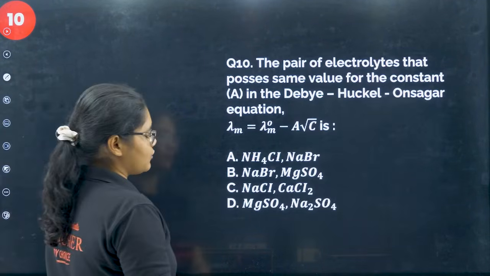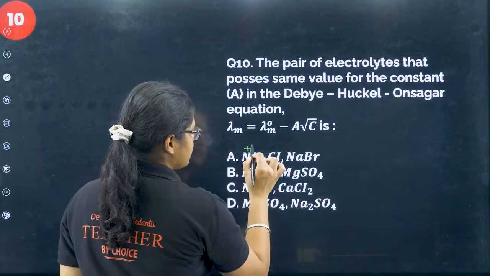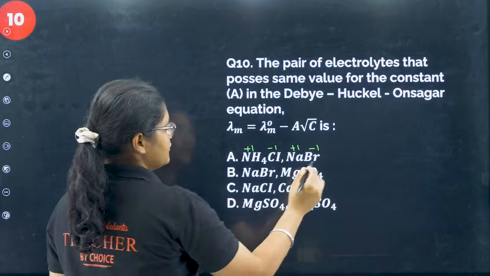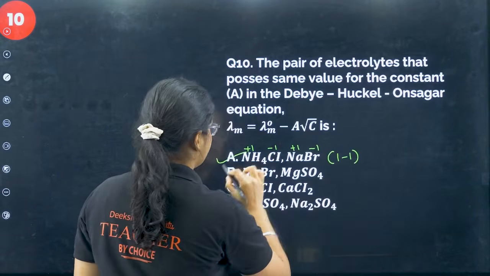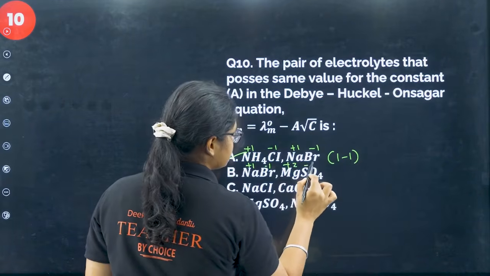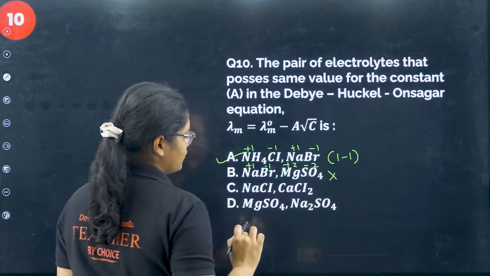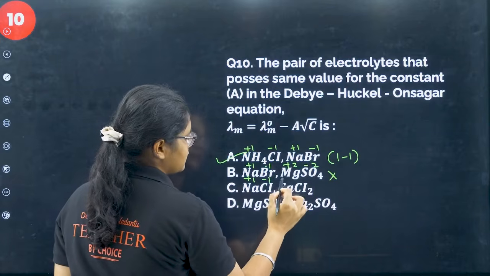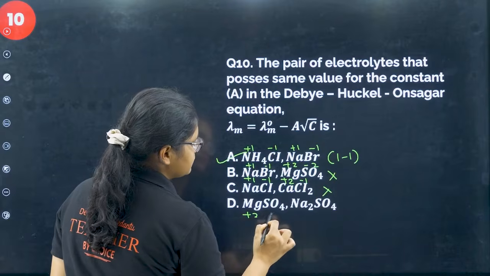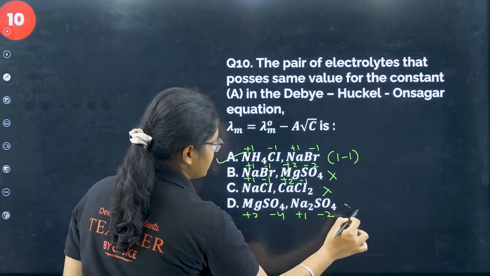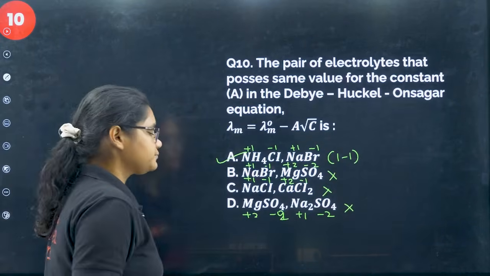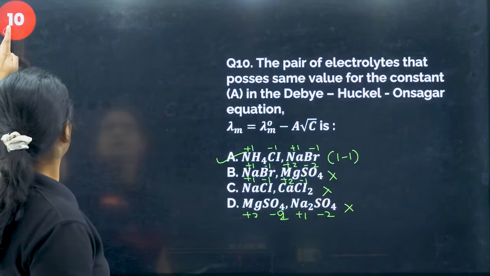So I have already discussed how to find this one. You can see NH4 is plus 1, Cl is minus 1, Na is plus 1, Br is minus 1. So these both are of 1 type, so they will have the same value. Here if you see, this is plus 1, this is minus 1, this is plus 2, this is minus 2. They are not the same. Here plus 1, minus 1, here plus 2, minus 1, they are also not equal. Here plus 2 minus 2, here plus 1 minus 2, they are also not equal, okay. So option number A here, okay.